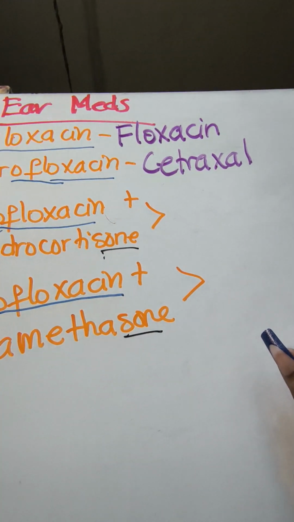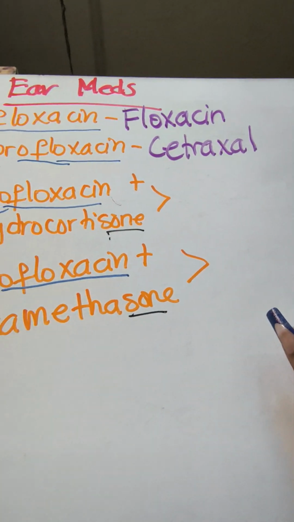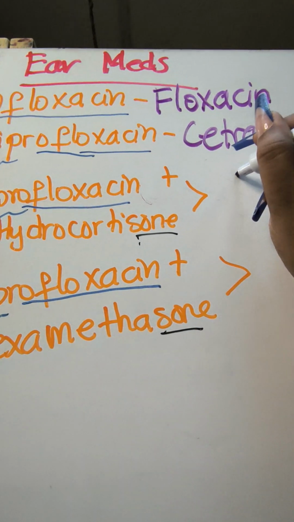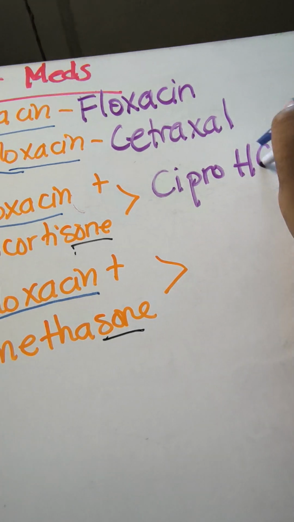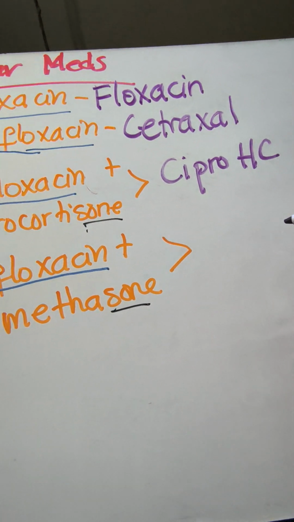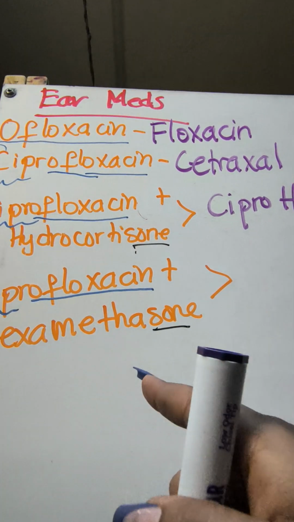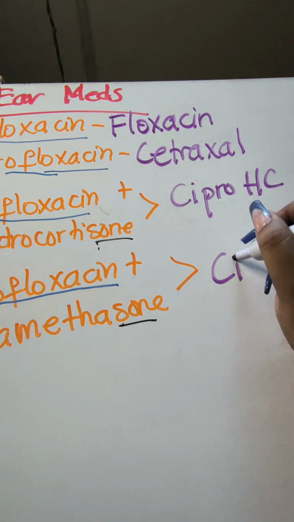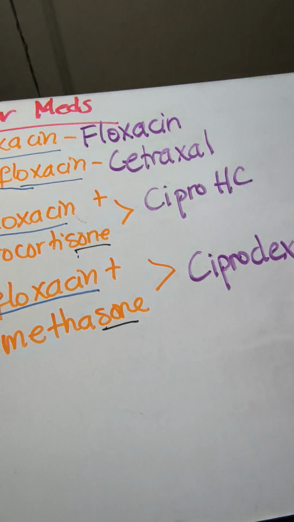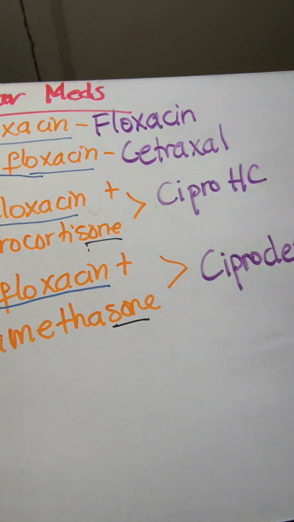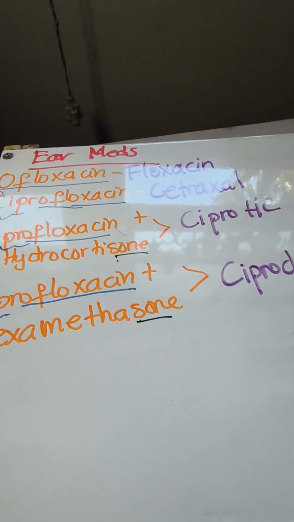Now, when you combine ciprofloxacin, which is Cetraxone, and you add hydrocortisone, you get Cipro from the ciprofloxacin, and then you get HC from the hydrocortisone. Next, if I'm doing ciprofloxacin and I'm adding dexamethasone, I will get Cipro from the ciprofloxacin, and then I have Dex. Ciprodex. Isn't that so easy?